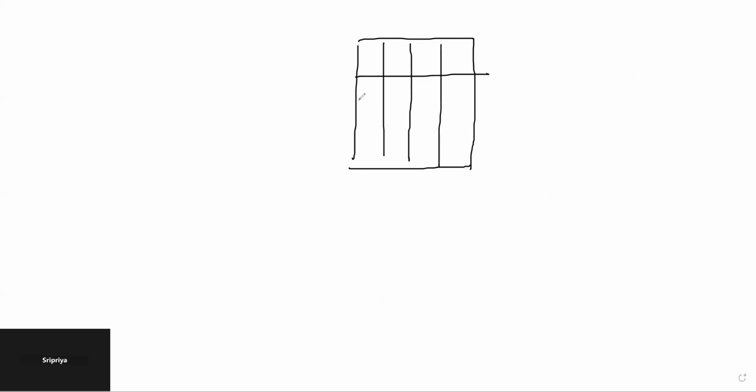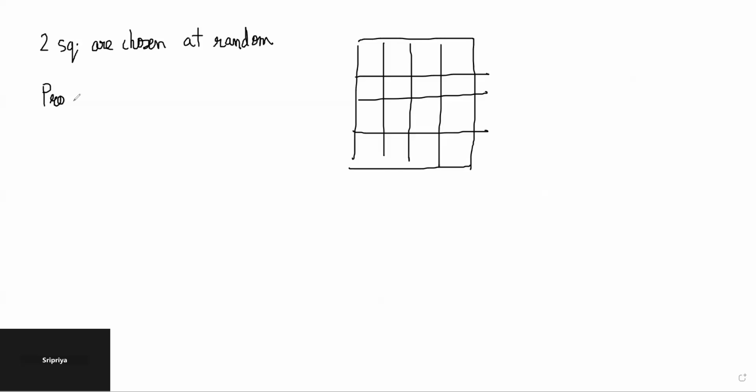Board has 16 squares as shown. So there are 16 squares. Out of the 16 squares, two squares are chosen at random. Find the probability that they have no side in common. Probability that the two chosen squares have no side in common.